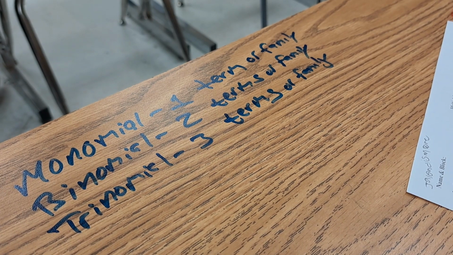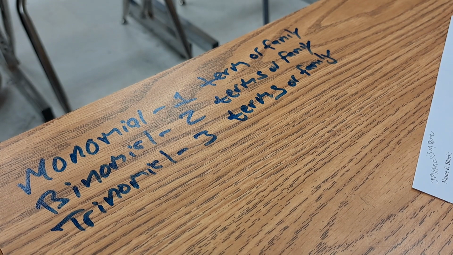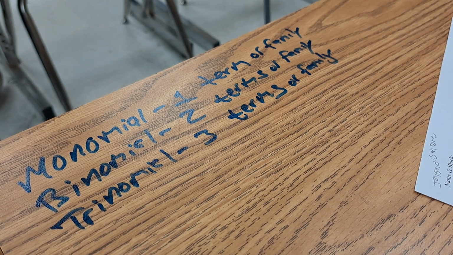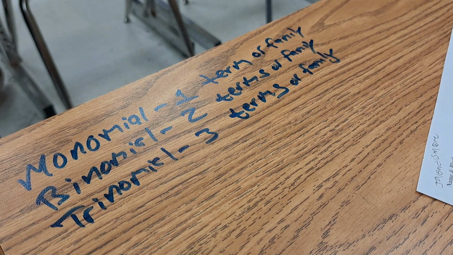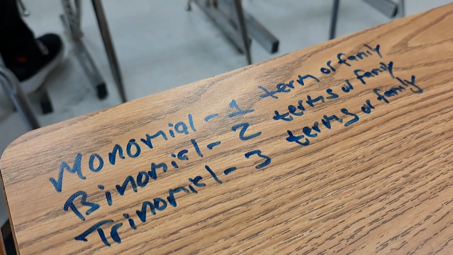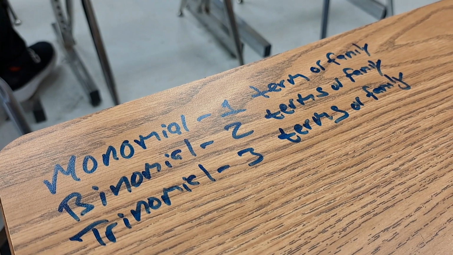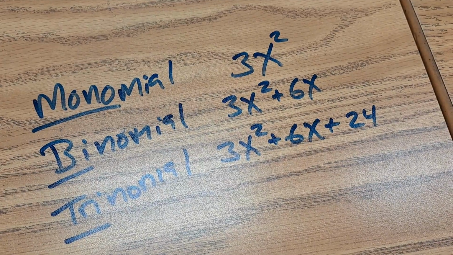All right, we're going to start with this. A monomial, and I may have spelled it wrong, but it's a monomial, has one term or one family. And you see what I mean. A binomial has two terms or two families in the expression. And a trinomial has three terms or families in the expression. Let me show you what I mean.